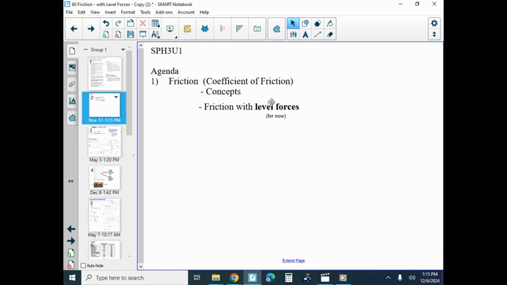So we're going to look at level forces for now. So the normal force will just be the force of gravity, you'll see. And then obviously in the previous lesson, we looked at what happens when you push at angles. So we'll incorporate that in the next lesson.